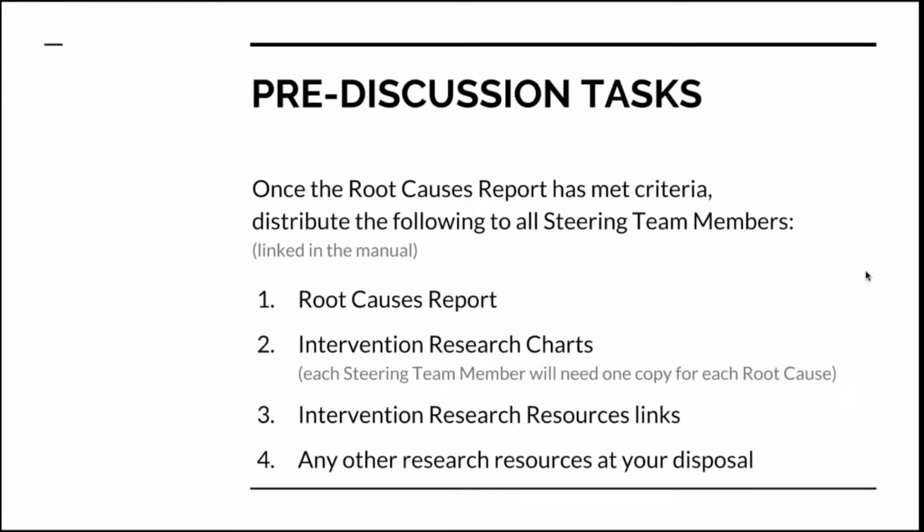Your pre-discussion tasks are as follows, and you can see once the root causes have met criteria, you're going to distribute the following to all the steering team members. And here again, Amy has nicely linked that up in the manual. Now I'm sure she'll pop on that here a little bit later when she does her online presentation. But you're going to have a root cause report. Remember the root causes report, intervention research charts, and each steering member will need 1 copy for each root cause.